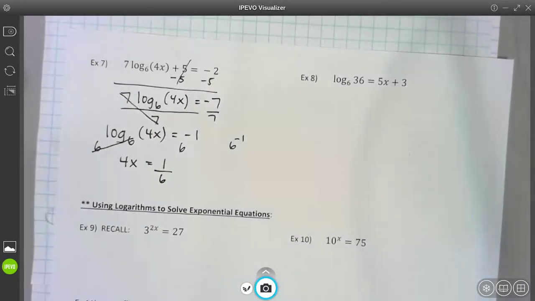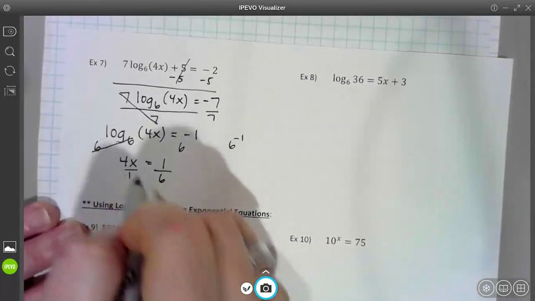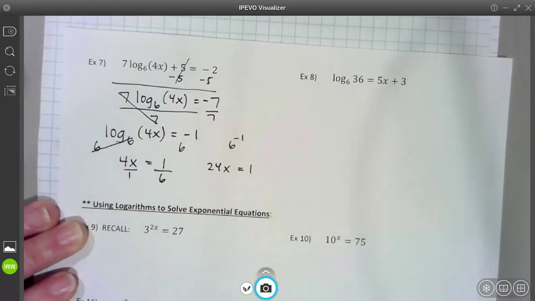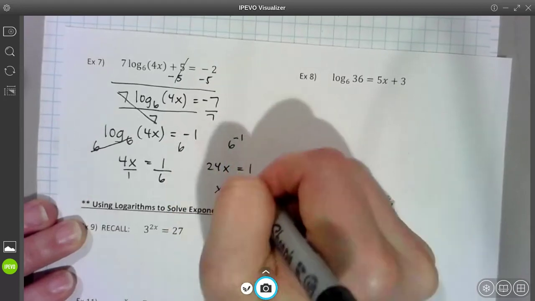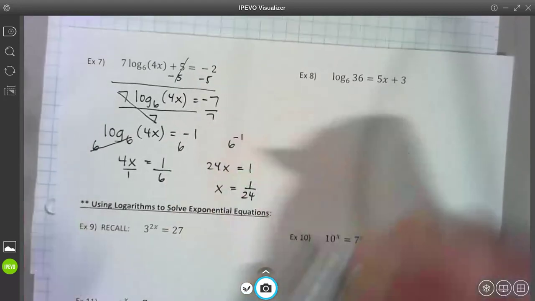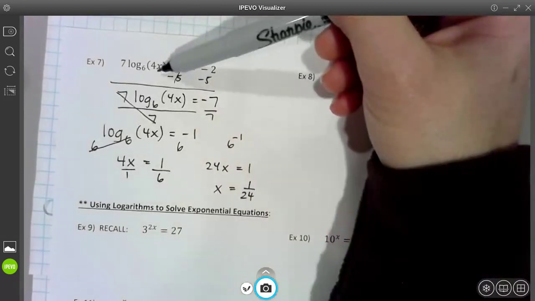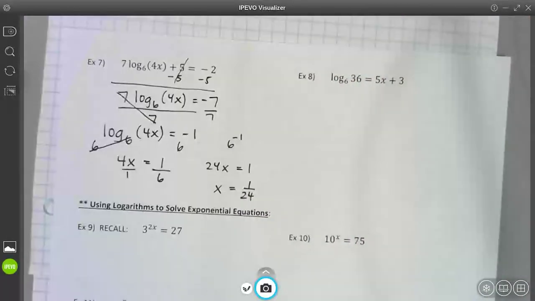All right, I'm going to cross multiply. 4x times 6 is 24x. It equals 1 times 1, which is 1. Divide by 24, and x has to be 1/24th in order to make this true. Now again, just double check. If I plug 1/24th in, 4 times 1 over 24, guys, is that a negative number or 0? No. So you're perfectly fine and it's not extraneous. Okay.